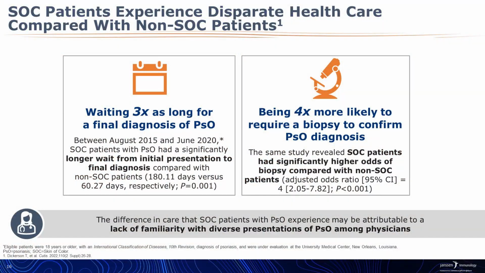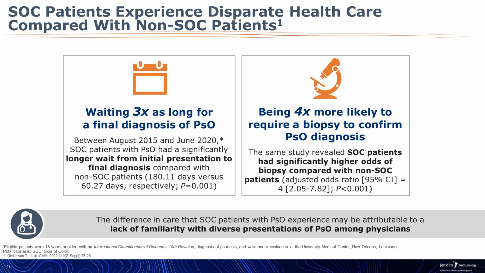People with a common self-identified background can exhibit a wide variation in Fitzpatrick skin type, which we'll talk more about shortly. Skin of color patients may experience disparate health care compared with non-skin of color patients. This includes waiting up to 3 times longer from initial presentation to final psoriasis diagnosis. This translates to a wait time of roughly 6 months for skin of color patients versus 2 months for non-skin of color patients. Additionally, skin of color patients are 4 times more likely to require a biopsy to confirm psoriasis diagnosis versus their non-skin of color counterparts.